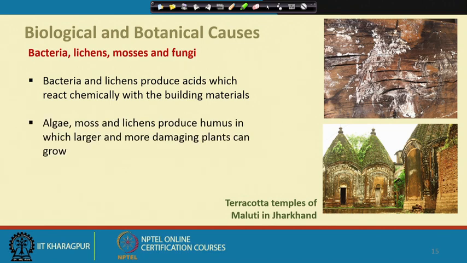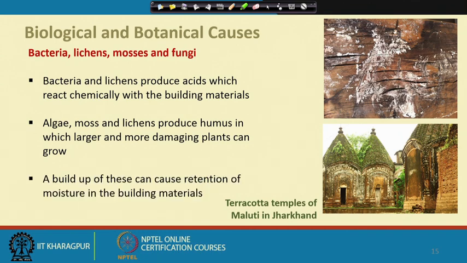So, algae, moss and lichen produce the humus in which larger and more damaging plants can grow. As I say, they are all interrelated. They produce something on which the other plants grow, and then they give the roots. So, it is all interlinked. A build-up of this can cause retention of moisture in the building, which, as we talked about with moisture, can be very damaging for the entire fabric.